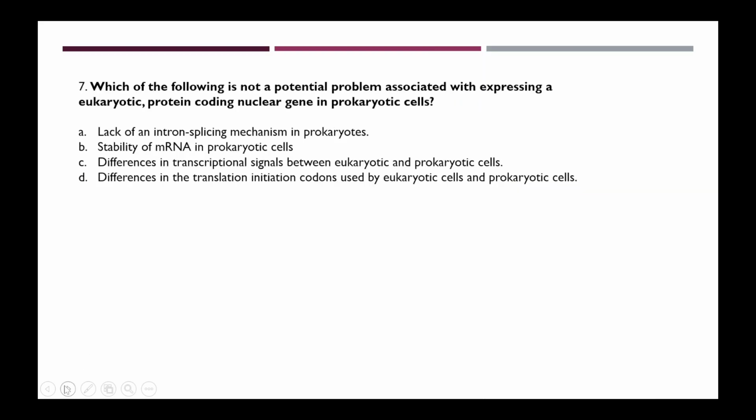We'll go to the next question. Which of the following is not a potential problem associated with expressing a eukaryotic protein coding nuclear gene in a prokaryotic cell? Out of these four, the first is lack of intron splicing mechanism in prokaryotes. Could this be a problem in expressing a eukaryotic gene in a prokaryotic cell?